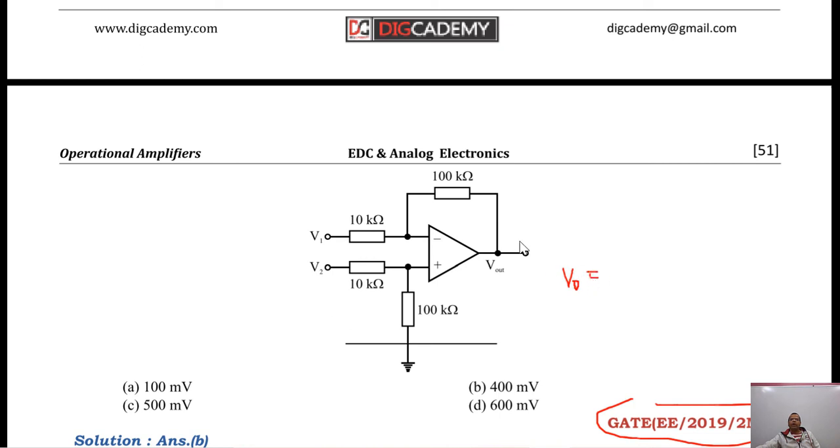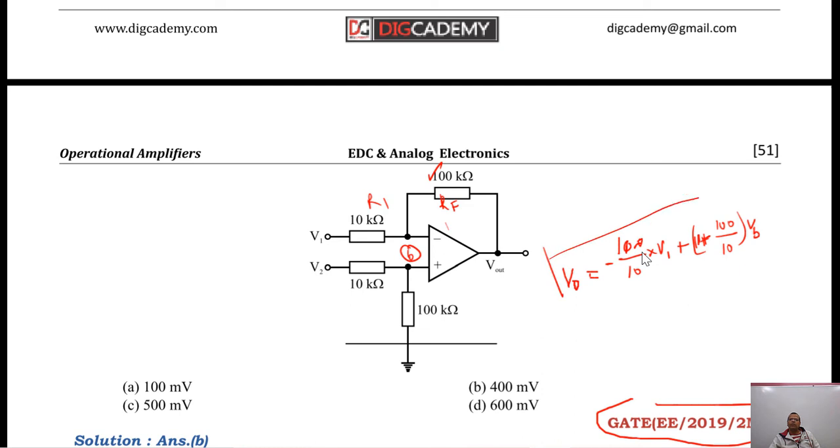First of all, with respect to V1, that is 100 by 10 with a negative sign outside, multiplied by V1, plus, what is the voltage at node B? That is VB. So that will be 1 plus RF, which is 100, by R1, which is 10, into VB. This resistance is RF, and this is R1.